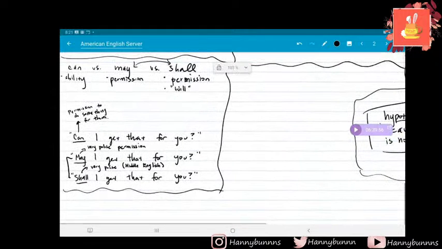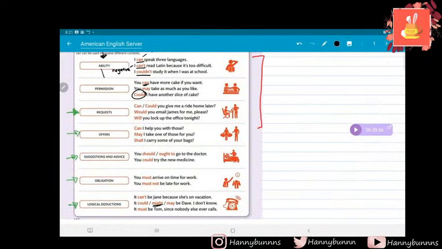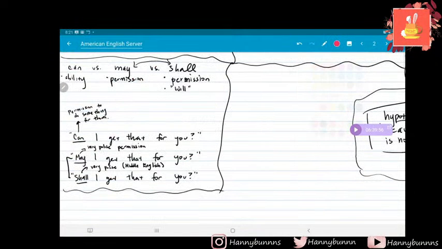Anyways, can, may versus shall. What section is this? Can, may, shall. Okay, so we're here now. Offers. I'll write it here. So you've got "can", ability; "may", permission; "shall" is permission. "Shall" is also the olden version of "will", like "I will do something". "Can I get that for you" is very polite permission. "May I get that for you" is also polite.